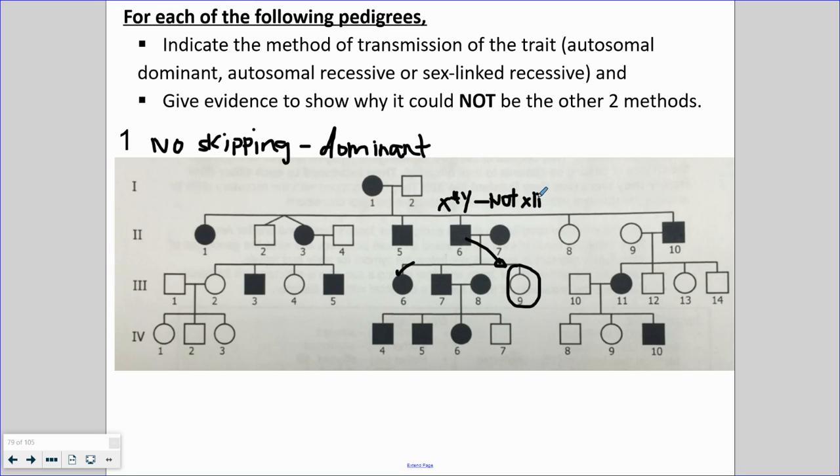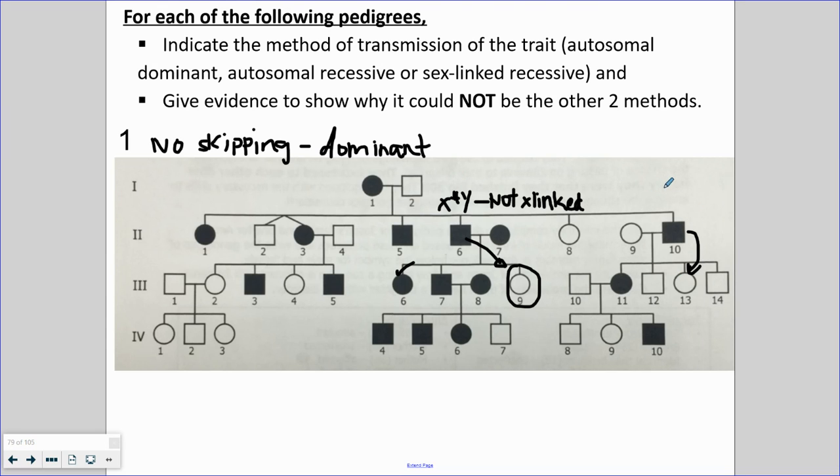Why? Because I have a father that had a daughter who didn't have the disease, and that wouldn't happen in X-linked because dads can only give their X's to their daughters. I'm going to look around and see if this happens in other places, and I can see right here it happens again. So this father had a daughter that wasn't affected. So I can probably say most likely this is not X-linked.